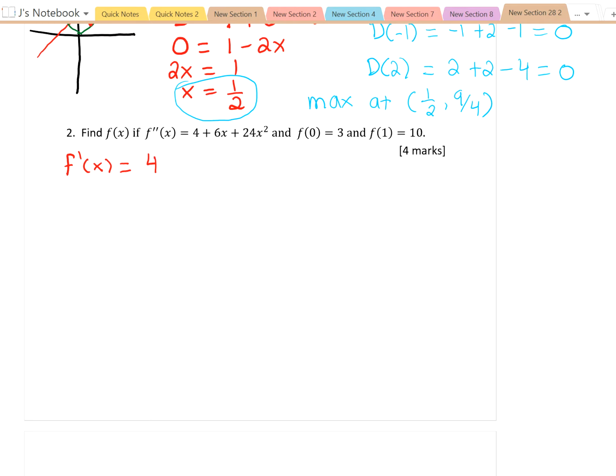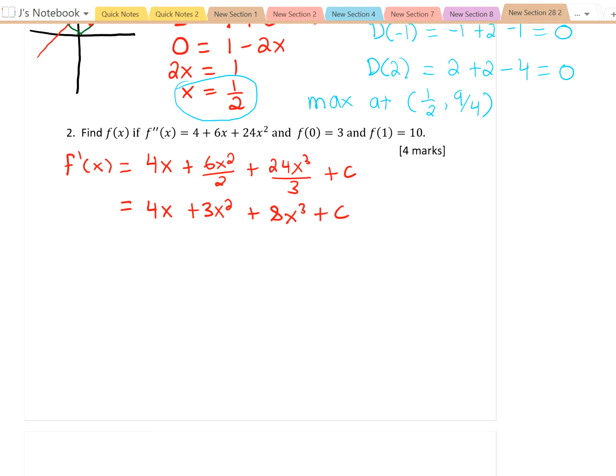Antiderivative of 4 is 4 times x. Antiderivative of 6x is 6x squared over 2. And then antiderivative of 24x squared is 24x cubed divided by 3. And plus c, this integration constant. Before we integrate again, we'll clean this up a little bit. 6 over 2, that's 3, so 3x squared. And then 24 over 3, that's 8x cubed plus c.